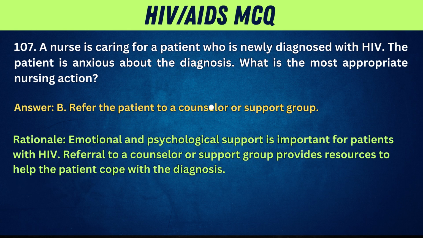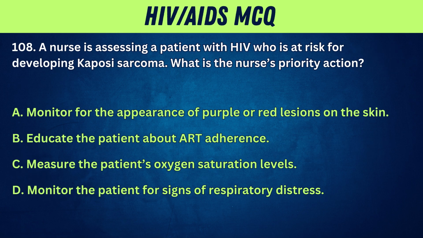Answer: B. Refer the patient to a counselor or a support group. Rationale: Emotional and psychological support is important for patients with HIV. Referral to a counselor or support group provides resources to help the patient cope with the diagnosis. 108. A nurse is assessing a patient with HIV who is at risk for developing Kaposi sarcoma. What is the nurse's priority action?